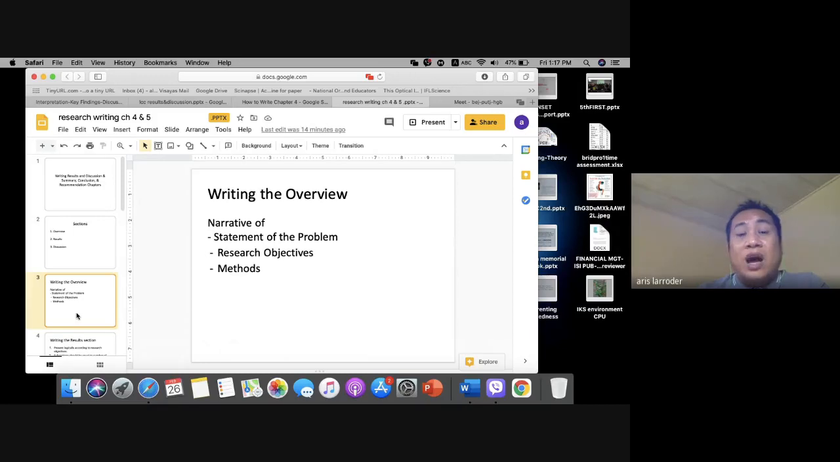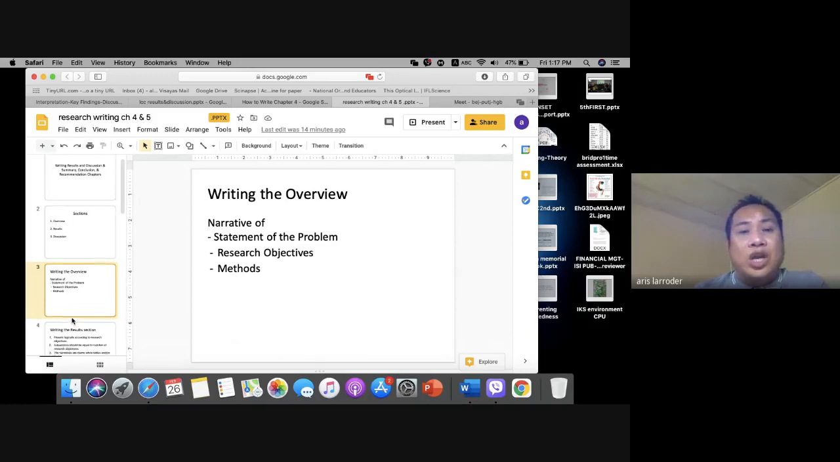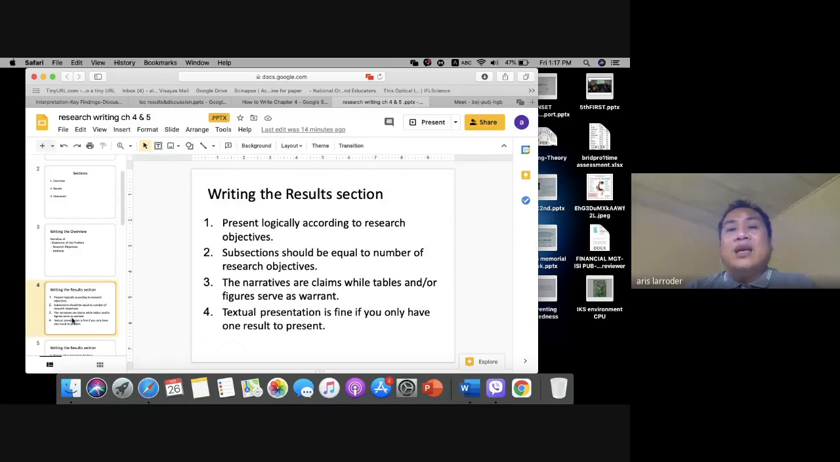Your methods are aligned depending on the number of your research objectives. And for that reason, the number of sections presented in the results section is also dependent on the number of the research objectives. So in writing the results section, we have to present logically according to research objectives. We all know that your research objectives are logically arranged, and for that reason, we cannot find there bulleted objectives, but rather these are enumerated.